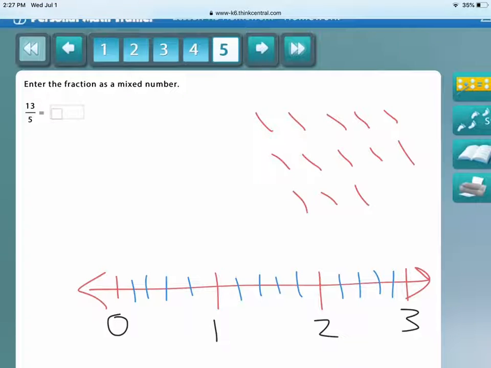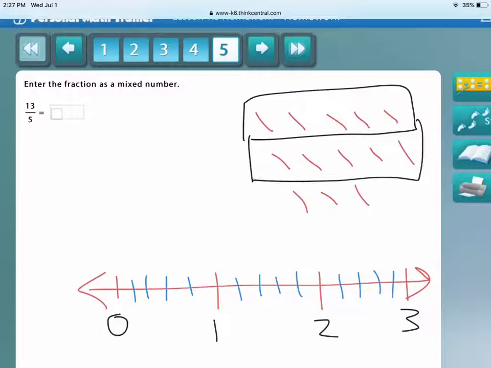Alright, next problem, same type of problem, changing 13/5 into a mixed number. So I've drawn my 13 ticks here. I'm looking to get groups of 5, because each group of 5 would be a whole. So there's 1 whole, 2 wholes, and 3 left over. So the answer is going to be 2 3/5.